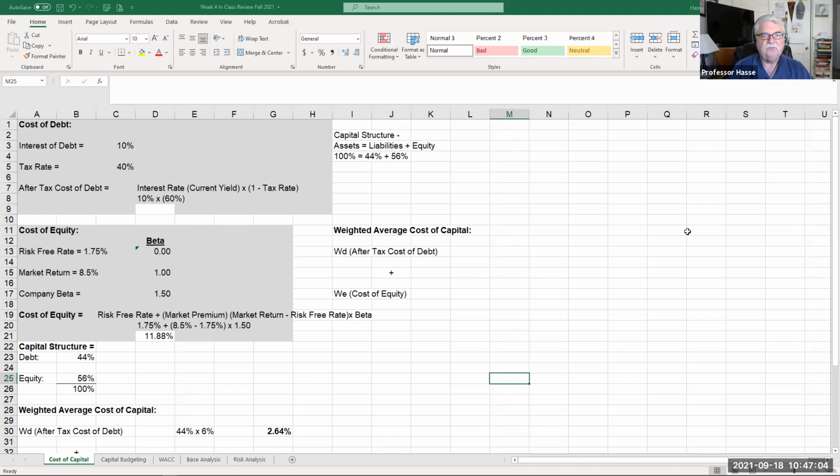Okay, here is this spreadsheet from week number 4 of our class file folder. It's broken down into 5 tabs. Cost of capital, which is a definition of the cost of capital, capital budgeting, weighted average cost of capital of a specific calculation for a base analysis, and then the risk analysis, which is a sensitivity and a scenario analysis of the original base case. We'll do risk analysis next week in week number 5. But I wanted to walk through this and make sure you understand it.